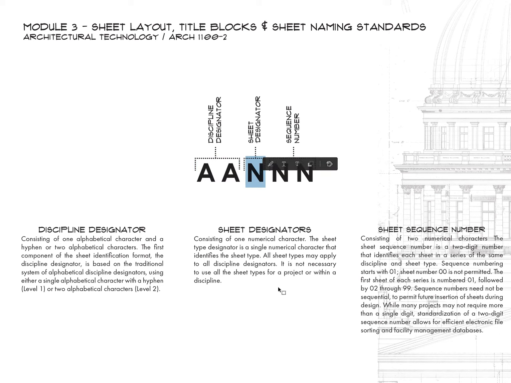The next one is the sheet designator. So this consists of 1 numerical character. And then the last one is the sheet sequence number. So this is typically 2 or even 3 digits because sometimes there are plan sets that have over 100 sheets. So National CAD Standard says that it's followed by 01 through 99. There are sheet sets that go over 100, so in this case we would have to add another sequence number.